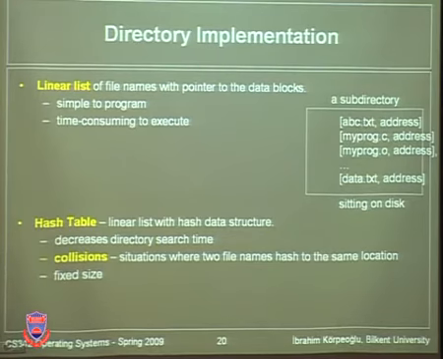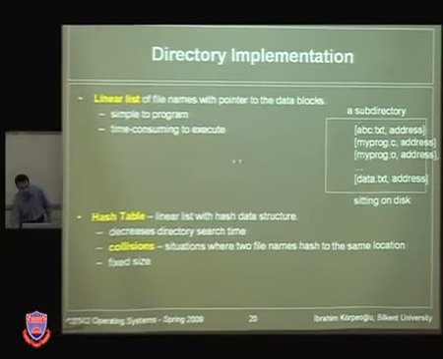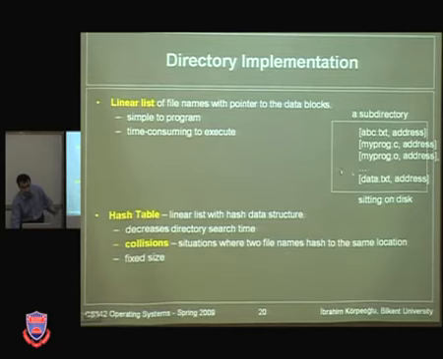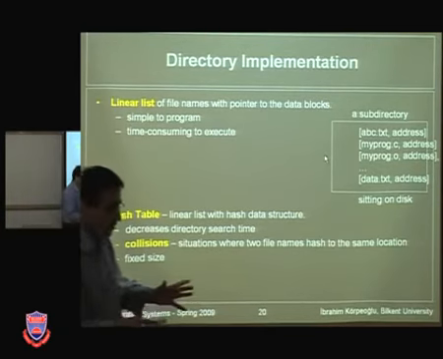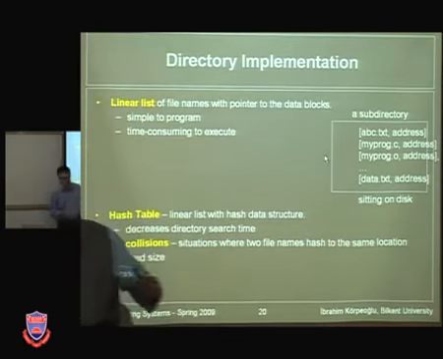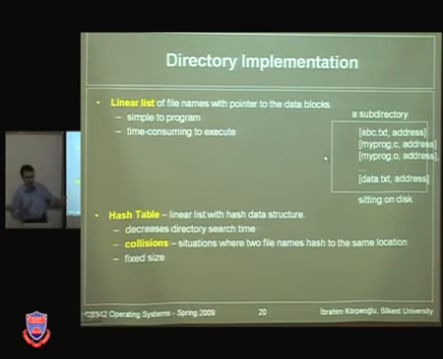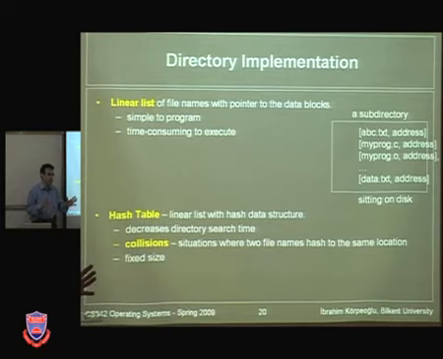A tree-structured directory. So if you look at a subdirectory inside a tree-structured directory, we can have it as a linear list of entries, file names with pointers to data blocks or FCBs. So this is one way of implementing a directory, a subdirectory, okay? Just have it as a sequence of entries, okay? But this is simple to program, but it is time consuming to access. Why? You have to search all these entries whenever you want to search for a file, okay?